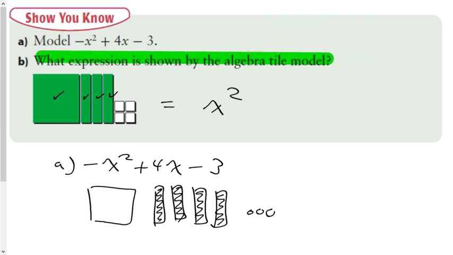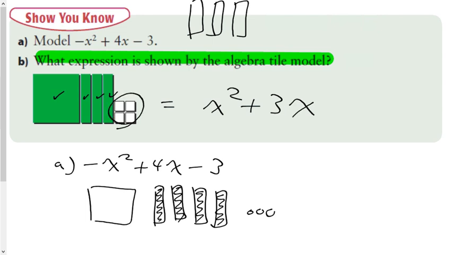How would I write that? Chloe, what would I write for that one? If I have 3 of those little green strips, are they going to be 3 x squareds, or are they going to be 3 x's? What do you think? Is it going to be a positive 3x or a negative 3x? Right, because they're green. If they were not shaded in, those would be negative 3x. But because they're shaded in, it's a positive 3x. And then right here, just like if I did these, what would that be? Negative 4. Okay, and that's how we do it.